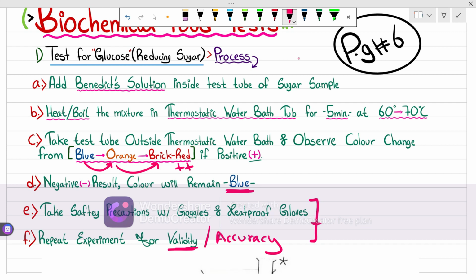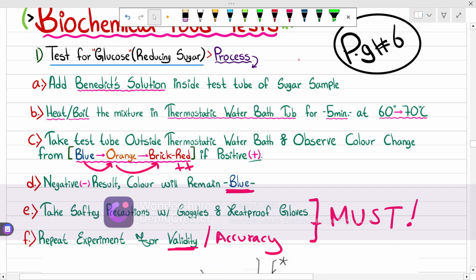The last 2 steps, take safety precautions with goggles and heat-proof gloves. Repeat experiment for validity. Accuracy is optional. The last 2 steps is a must for all experiments.